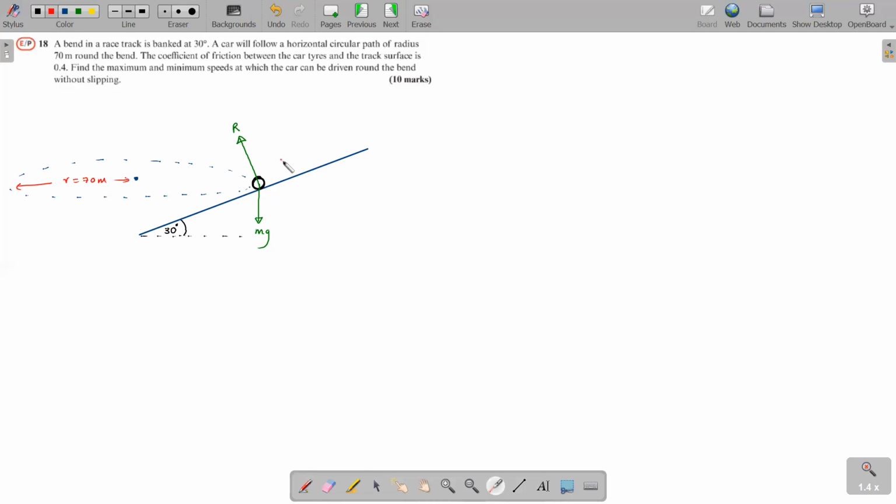All right. So they're saying here the coefficient of friction between the car tires and the track surface. Now the car is moving on the road, but we are talking about the sideways friction, whether it has a tendency to slip up or to slip down. That's what we are concerned with when it comes to circular motion. Not the frontward motion, but the circular motion, the maximum speed and minimum speed. I did tell this a while ago. Maximum speed, minimum speed makes a difference.